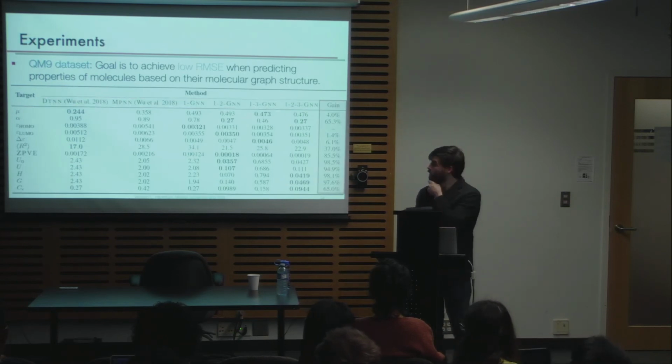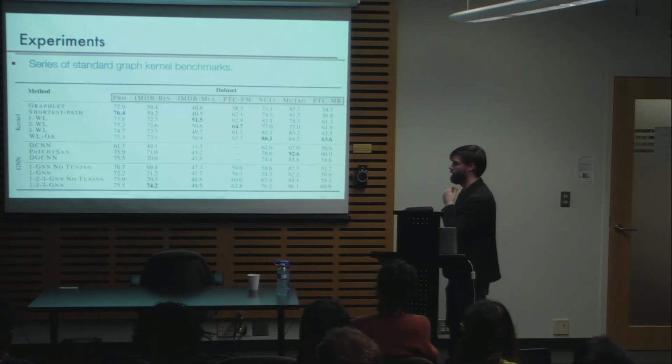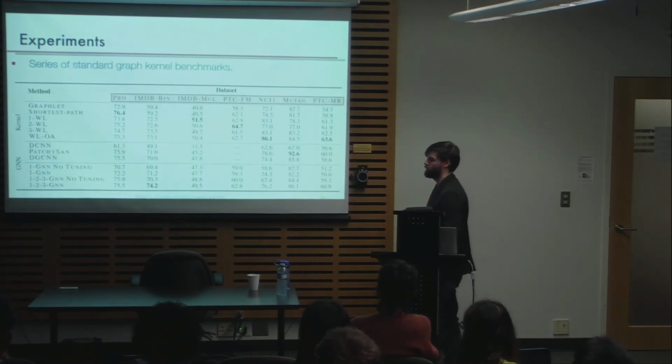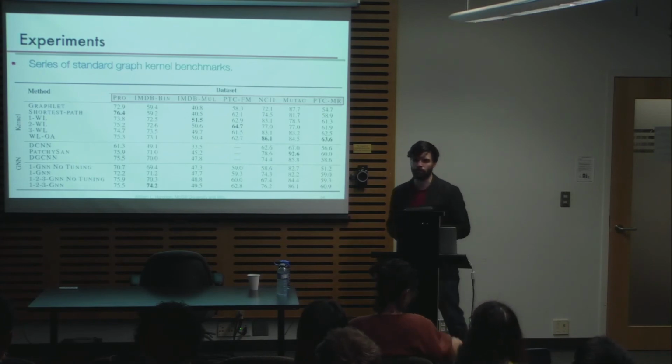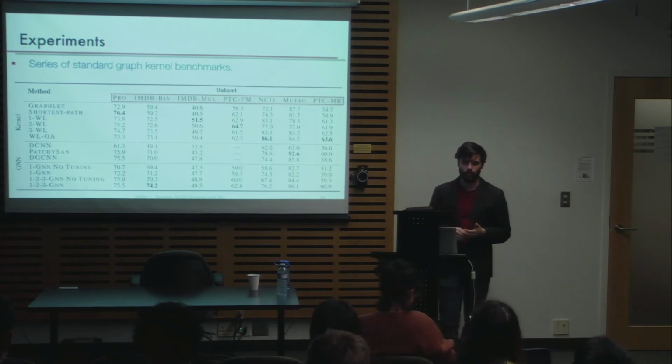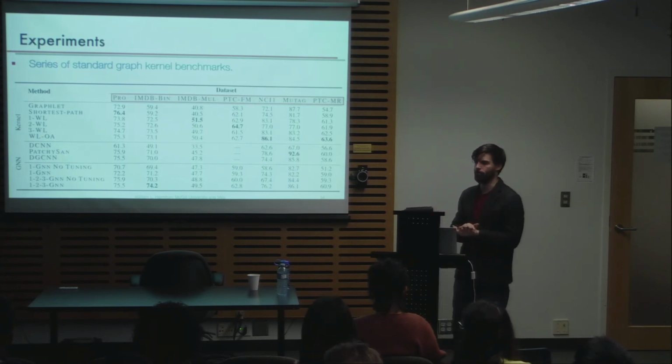So what I think is somewhat more interesting is our next results. That was on these molecular graph benchmarks, which are very popular in the graph neural net community, and where it's well known that the graph kernels are not necessarily the strongest performing methods, for a variety of reasons, such as them not dealing with node features very well.